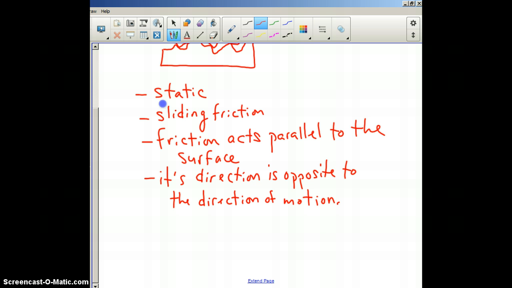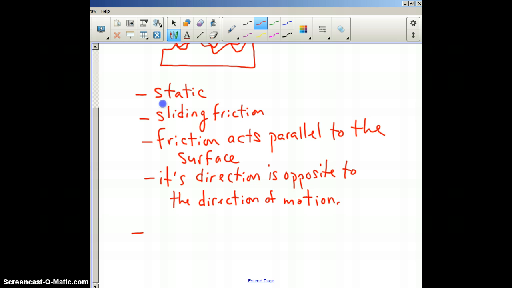Smoothing surfaces tends to reduce friction. However, there's a limit to which this will work, because if two surfaces become very, very smooth, there may actually be some attractive forces that come into play, which could make friction go up. Friction also depends on the force pressing two surfaces together. The greater the force pressing them together, the higher friction will be.